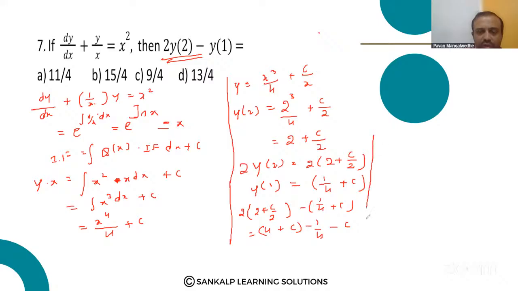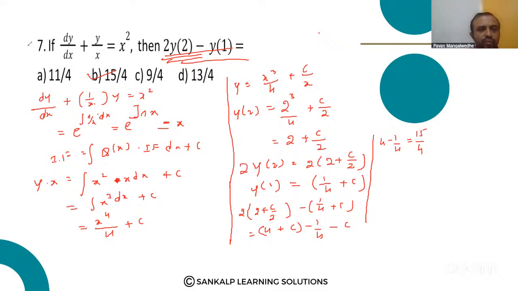So just try to resolve this. We are going to get 4 into 4 minus 1 by 4, that is 16 minus 1, which means it is 15 by 4. So the whole expression of 2y(2) minus y(1) is just 15 by 4. Option B is the correct one.